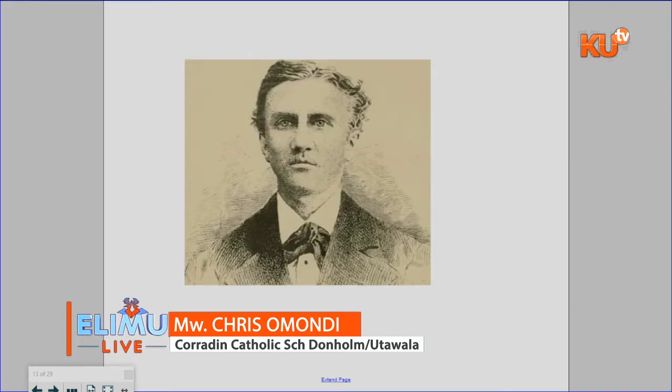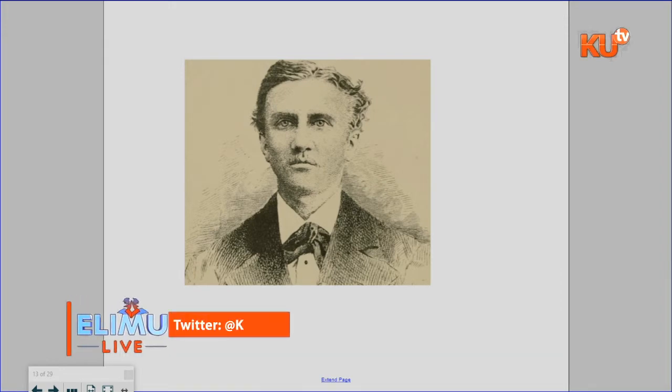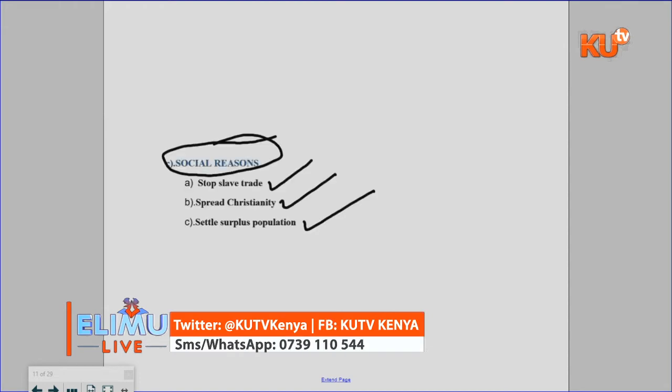That one is just a photo of a missionary. Some of the missionaries were John Rebmann and Ludwig Krapf, who built the mission station at Rabai in 1844. Of course, if you go to Rabai in Mombasa, you are going to find a mission station. And those are some of the missionaries that were attracted to Africa. The main reasons why they came here were social: to stop slave trade, to spread Christianity, and also to settle surplus population.